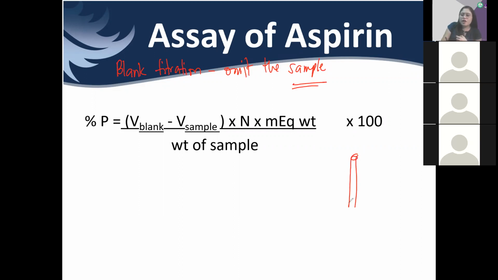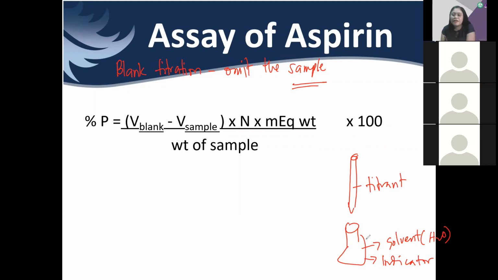So if this is your burette here, this is your titrant here, you will be doing titration. You will still use the Erlenmeyer flask, but what is placed in it is only the solvent, most likely water, and the indicator. Okay? That is the only content of the Erlenmeyer flask during titration if you are asked to do blank titration. So do not forget the indicator, because you will not have any change in color or achieve the endpoint without that.